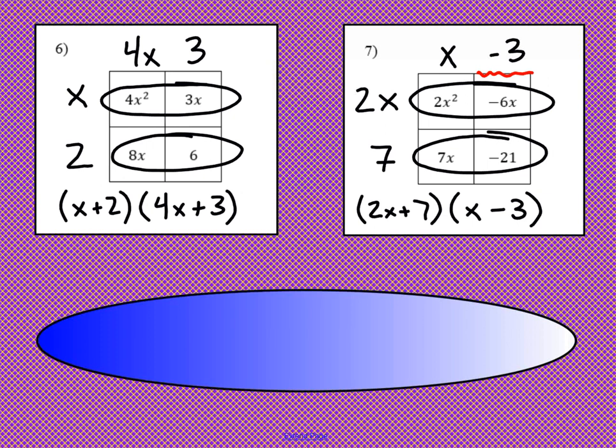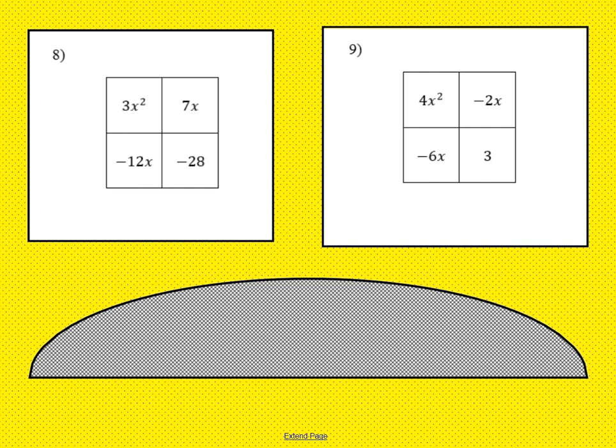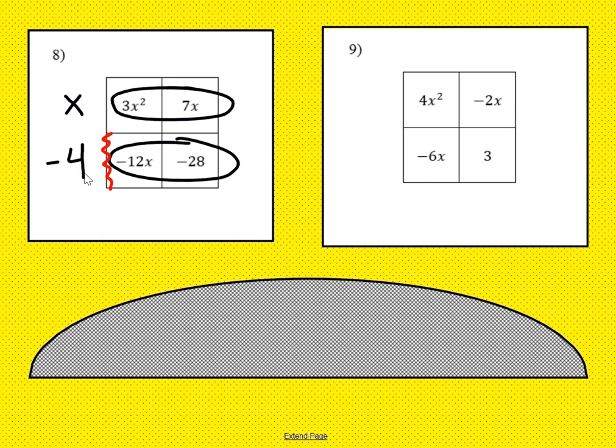Let's look at our next one. So we have 3x squared and 7x. So the GCF there is going to be x. I have a negative 12x and a negative 28. Remember that borders on a negative number, so my GCF is going to have to be negative here. So the GCF between negative 12 and negative 28 winds up being 4, but because it's touching a negative, it's got to be negative 4. x times what gives me 3x squared? It's going to be 3x. And x times what gives me 7x? It's going to be 7. So x minus 4, 3x plus 7.